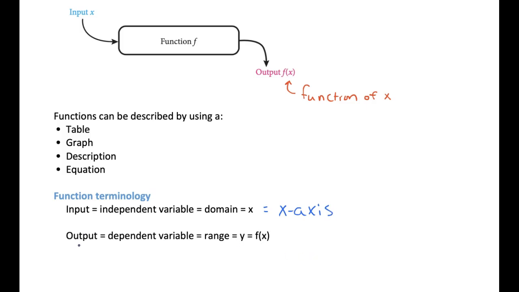The output is the dependent variable. This is called the range, also important to know. That is y. It's also called f of x, function of x, and it is the y-axis in a graph. Okay, so make sure you have all of that in your notes, put a big star next to it.